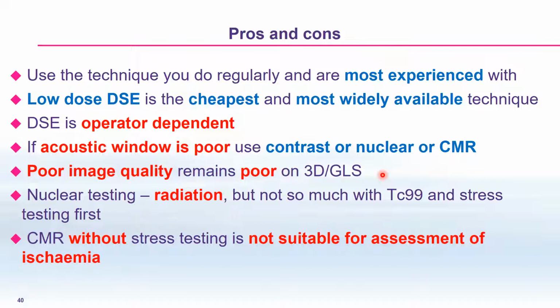And what we do is sequential imaging. We first do stress imaging. If the stress imaging is normal, then we don't do rest imaging, and this leads to much less radiation for the patients. And CMR without stress testing and perfusion imaging is not really suitable for the assessment of ischemia. So when you do just CMR-LGE, what you see is just the scar.